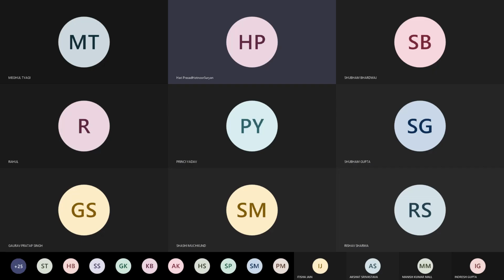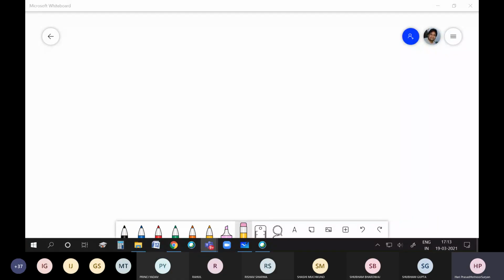Standard form. Has it not come? Has it not come? Are you recording? Okay.